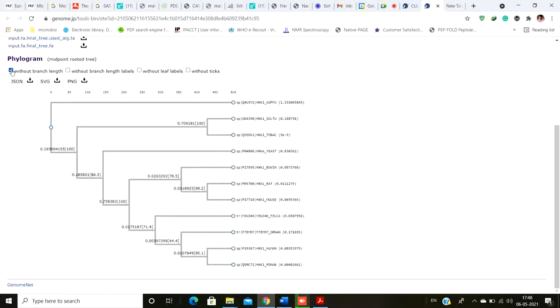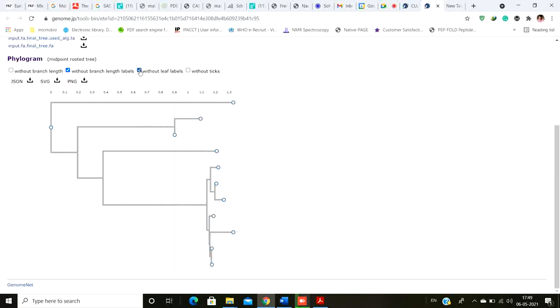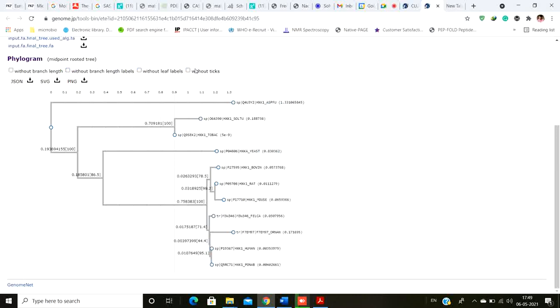So you can also use this without branch length. If you don't want to give the branch length and you want to place all of them on a single side, you have to click this and you are going to get the exact same branch length. Then you have the without branch length labels. If you don't want to label them, simply take out the label. Then you have the leaf labels. You have them, and if you don't want the text, or the time scale, you can remove those. And if you need to save this image, simply click this PNG and it's going to save the image as PNG.